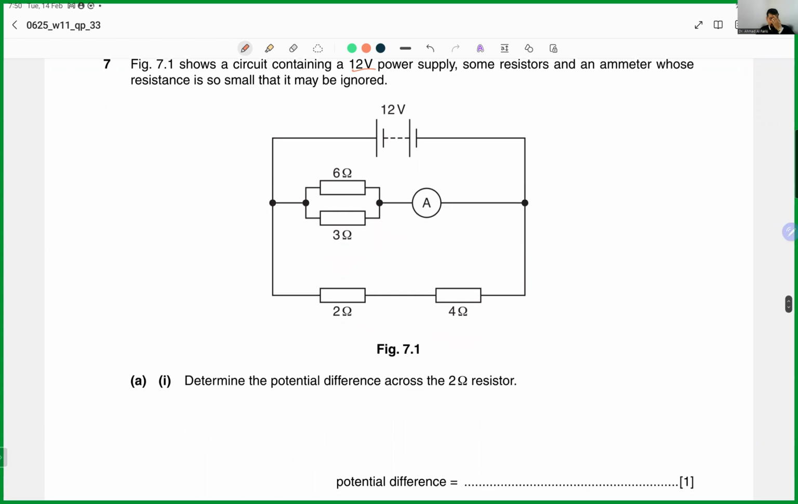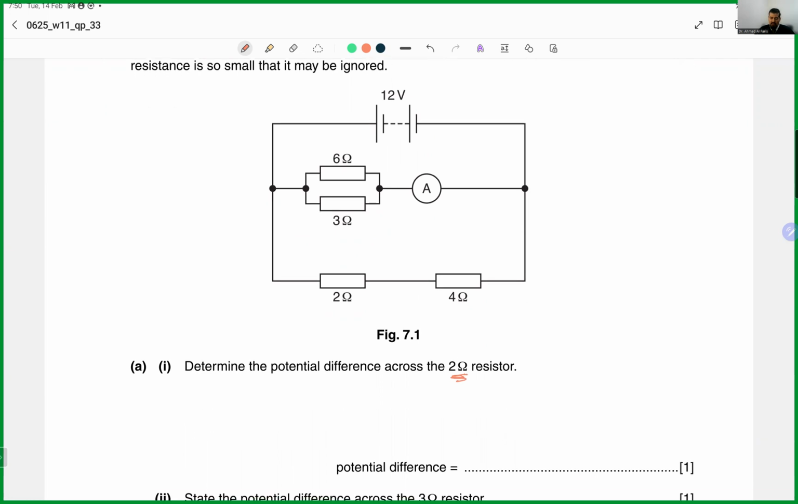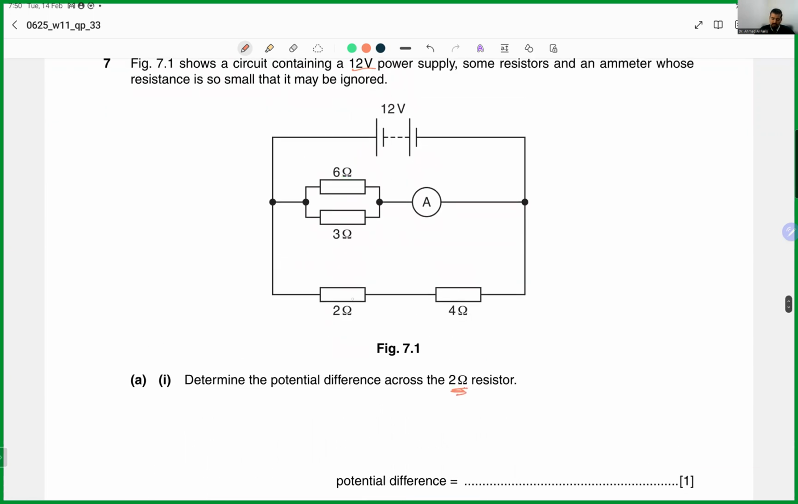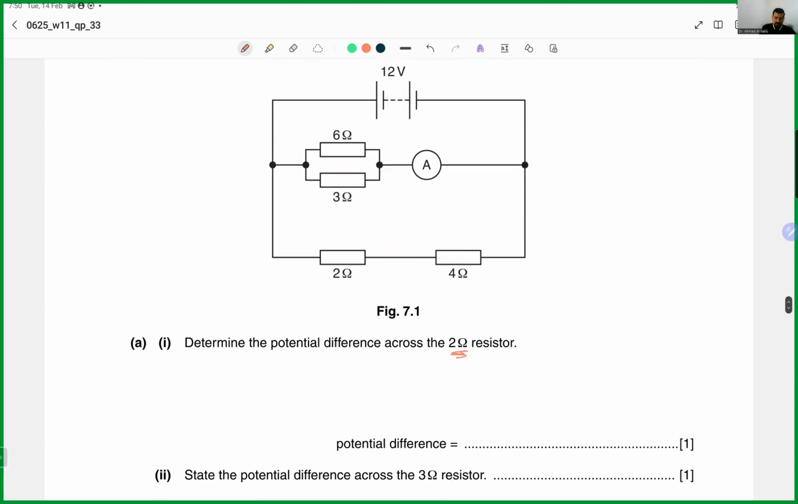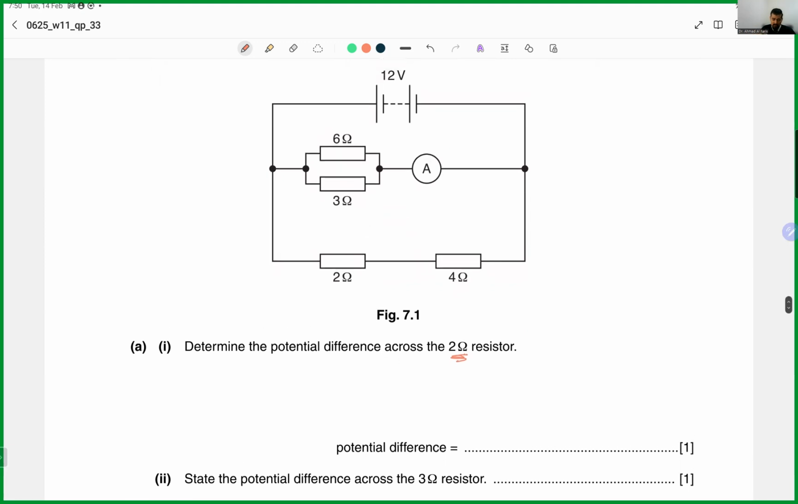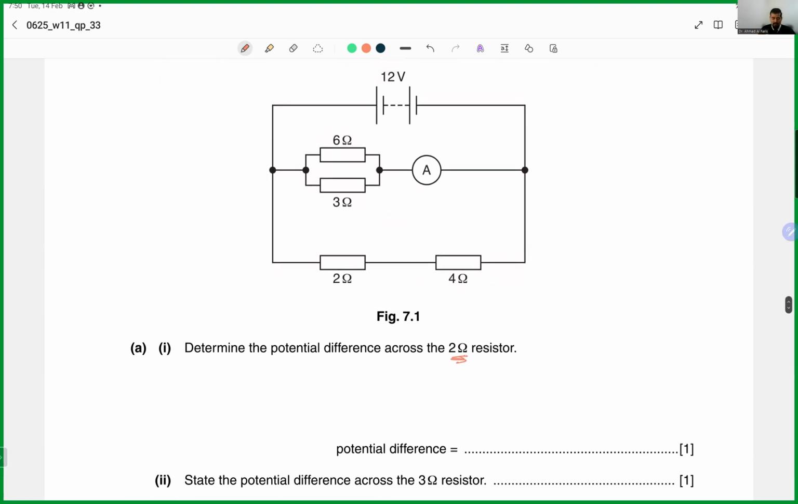First question, what they ask: determine the potential difference across the 2-ohm resistor. Now, as I told you before, the 2-ohm resistor is connected in series with a 4-ohm resistor. So both of them share the voltage, which is 12. To find this, we can do it in one step, or in 3 steps. I will show you the long way, then the short way. We have several ways to answer the question.